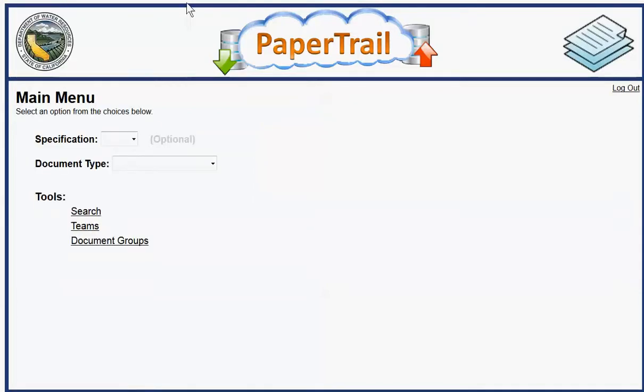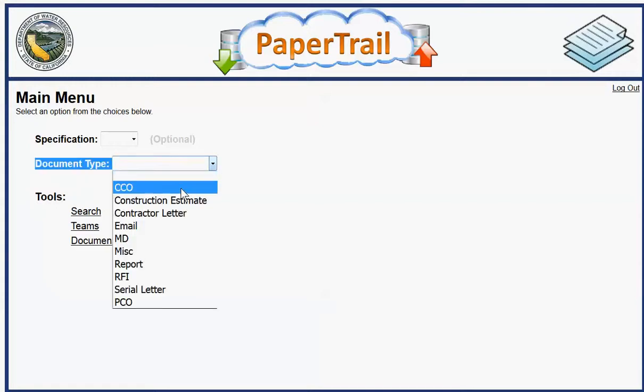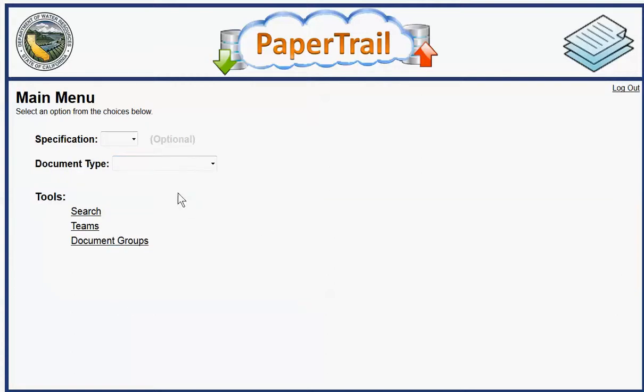menu. Once we arrive at the main menu, we have our choice of document types from this drop down here, which include CCOs, the construction change orders, construction estimates, contractor letters, emails, MDs, miscellaneous documents, reports, RFIs, serial letters, and PCOs. We also have a few other options of tools down below, which I'll discuss in a different video.